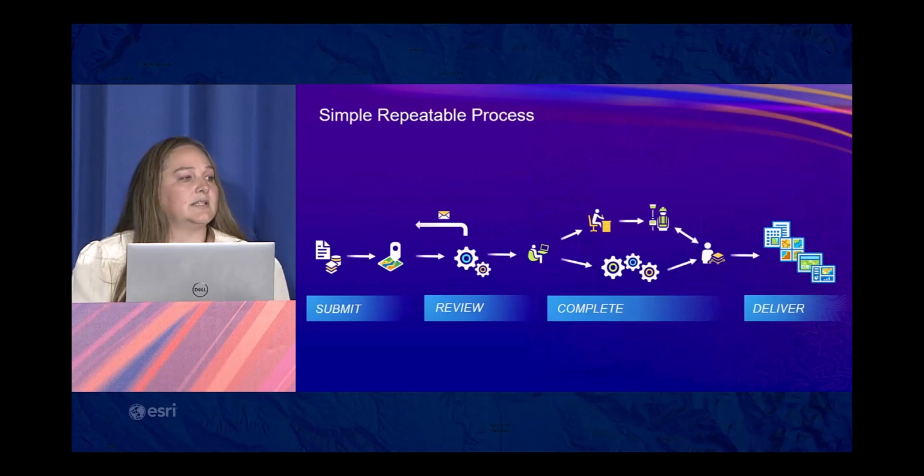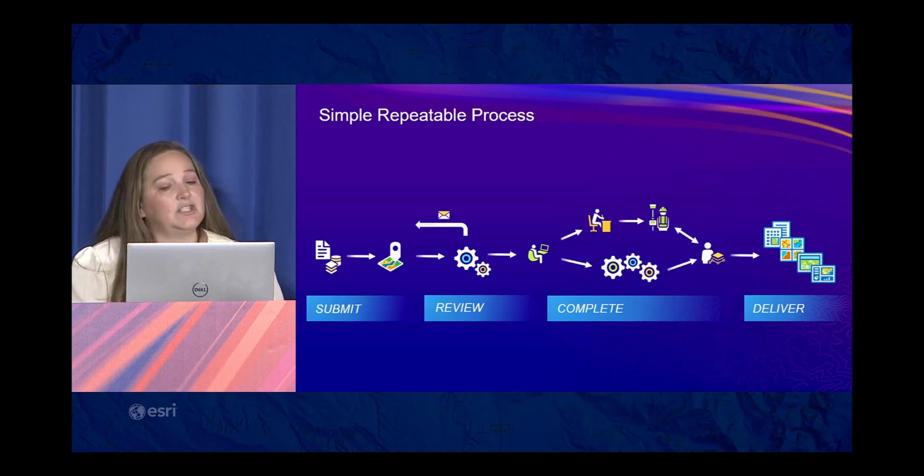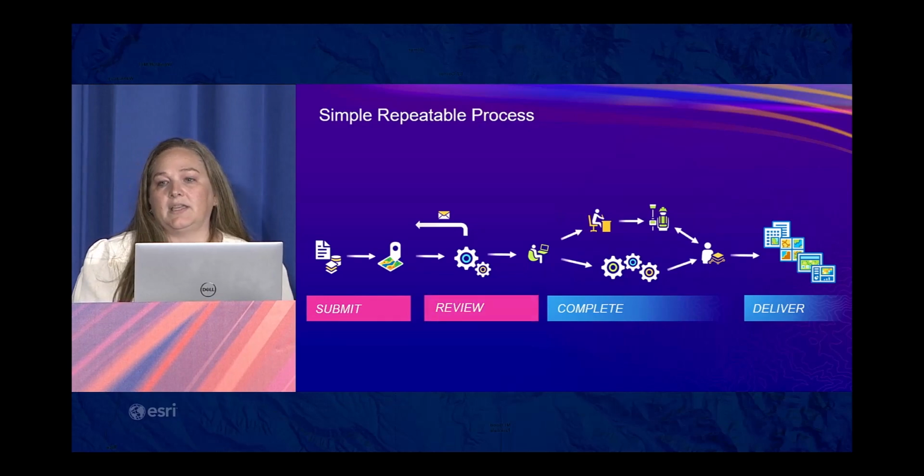So let's take a look at a simple, repeatable process. It generally follows this 4-stage pattern that we have here. You'll have work that's submitted, it gets reviewed, it gets handed out to one or multiple people to complete the work, and then of course you have your deliverables that get created and sent out.